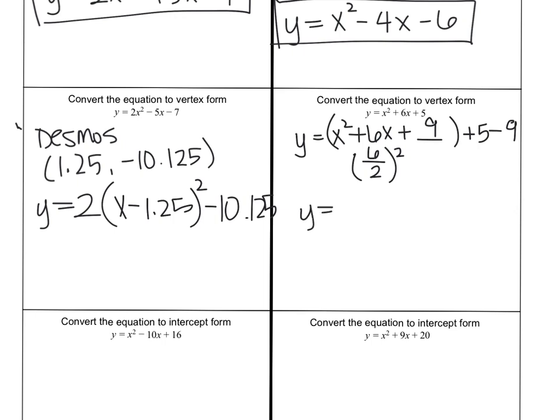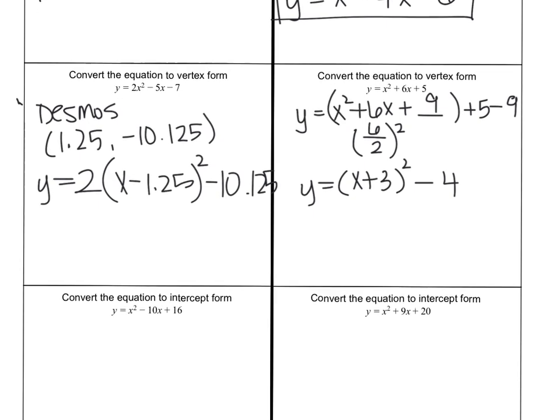Okay. Now we're going to factor the quadratic in parentheses. And it's always going to factor as a perfect square. The same thing in both sets of parentheses. So the numbers that multiply to 9 and add to 6 are 3 and 3. So we'll have (x plus 3) squared in the parentheses. And then we do 5 minus 9, and we get negative 4. You can also go the Desmos route, figure out the vertex, and put it in vertex form.